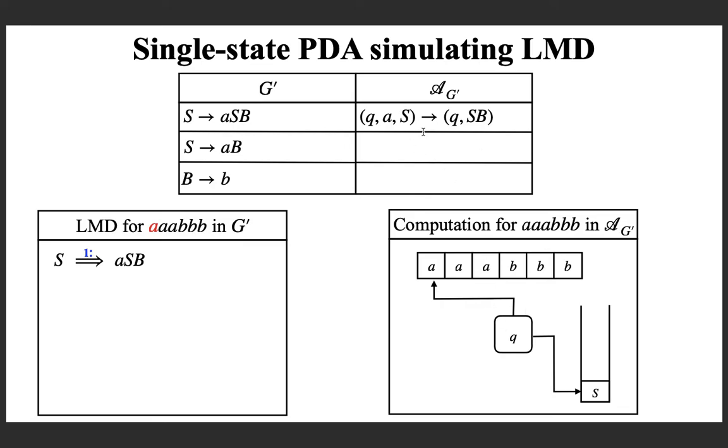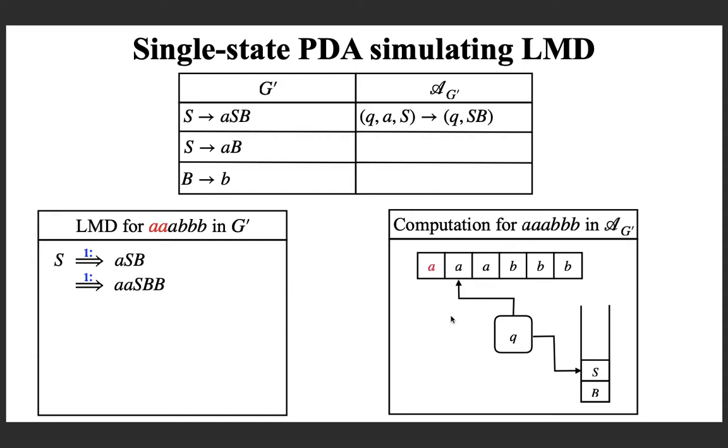So, if you have this transition, if you apply it, what will happen? The state will not change because it is Q itself, and input read head will be positioned here and S will be replaced with capital SB. So, this is exactly what is going to happen. So, this input is read. So, this is the configuration. Now, I am going to apply production number 1 again for this capital S. So, this is what I get.